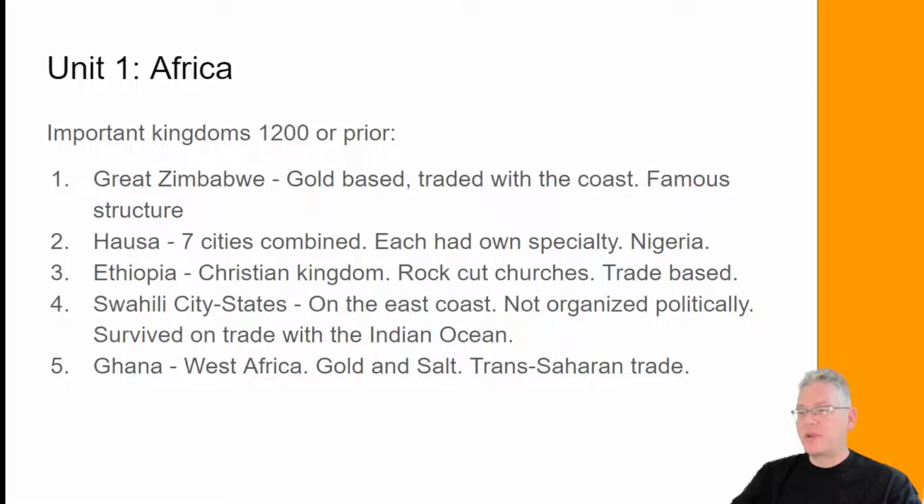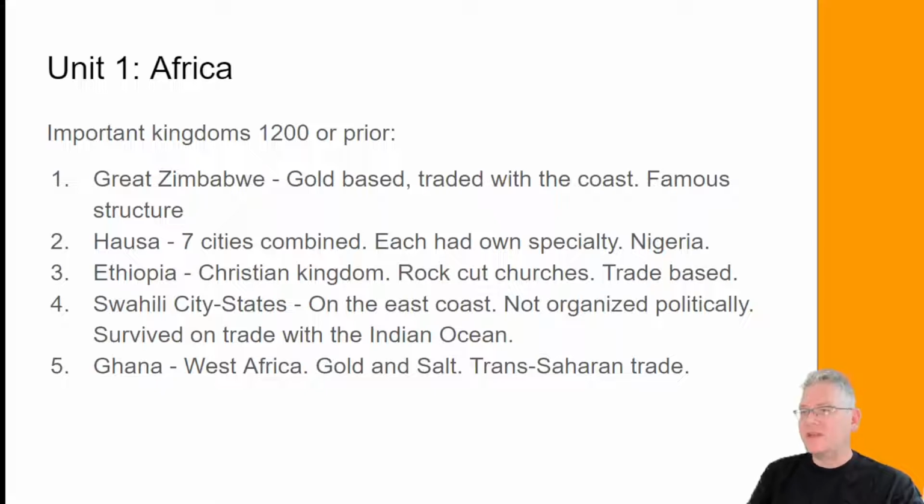All right, a couple of important kingdoms here. We don't know as much about these kingdoms because, again, they don't keep many written records, with the exception of the Ethiopians, but we do know a fair amount about them. So here's some details on a few important kingdoms that people tend to talk about. Number one is Great Zimbabwe. This is gold-based, traded with the coast, and it has this famous structure that is known as Great Zimbabwe in, hey, guess what country? Zimbabwe. So a pretty advanced culture that traded with the coast and collapsed prior to European exploration in this area.